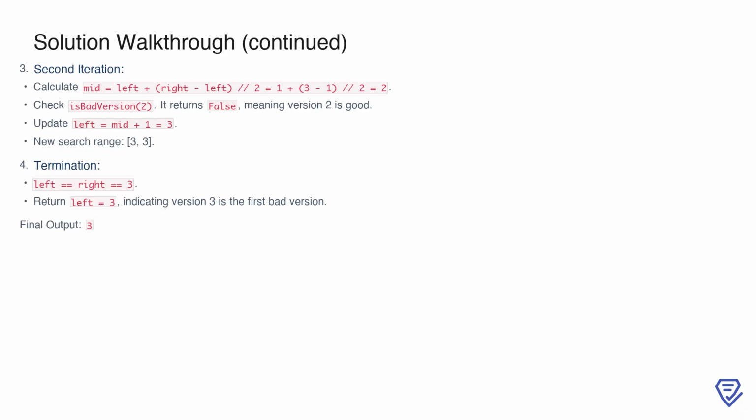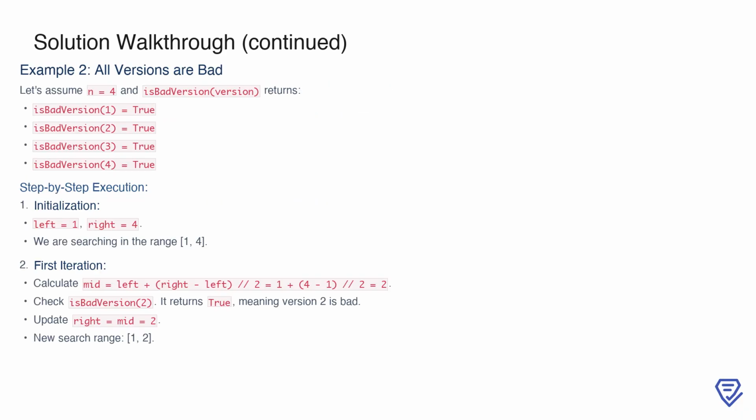At this point, left is equal to right, both pointing to version 3. This is our termination condition. We can now confidently return left equals 3 as the first bad version. The output of this example is 3.